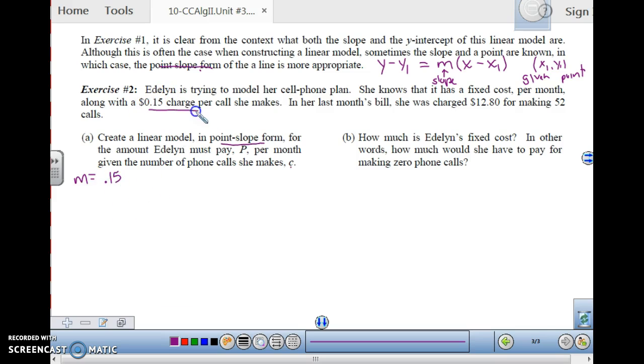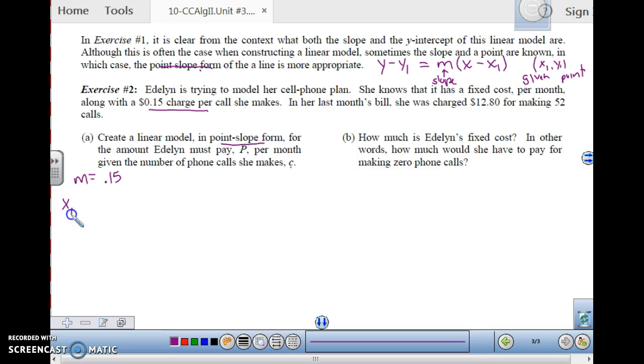Okay, because that's her charge per call that she makes. So what she's charged is based on that. The fixed cost per month is also something we have to take into account. Now, that's really what we don't know. We don't know where she started, but we know her last month's bill: she was charged $12.80 for making 52 calls. So the number of phone calls is 52.